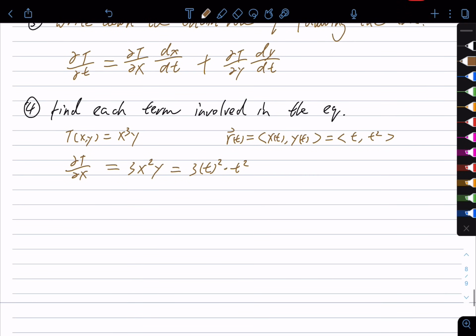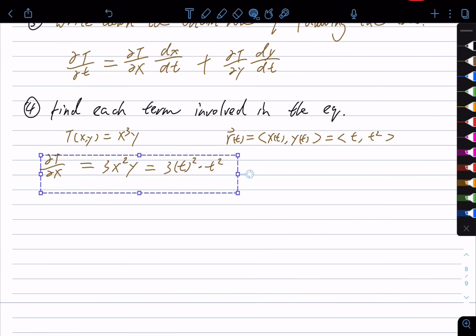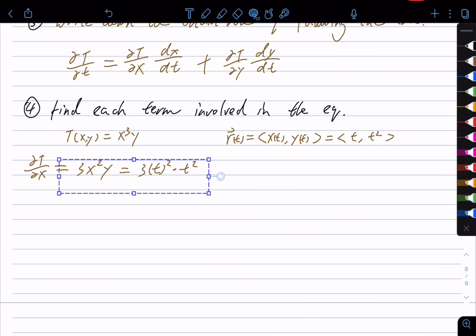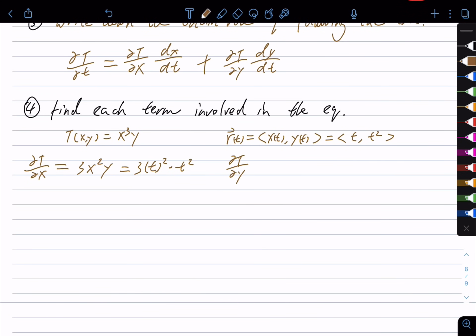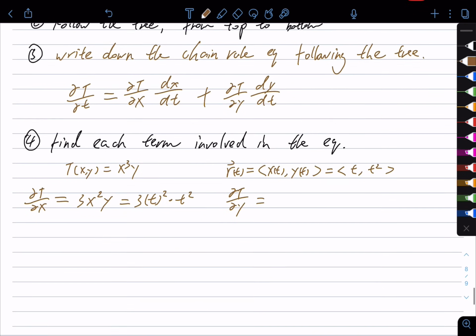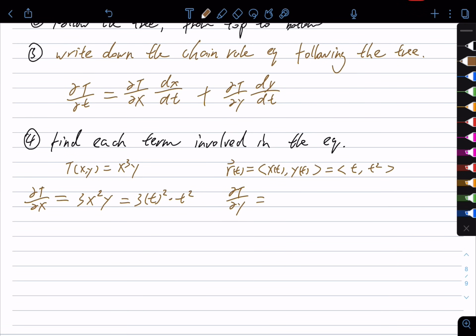And then we can do the same thing for partial f, partial y. Let me just make this a little bit more compact to save some space. Partial f, partial y equals x cubed. This will equal t cubed. So this is partial f, partial y, and then partial f, partial x. And then we're going to focus on these two parts.